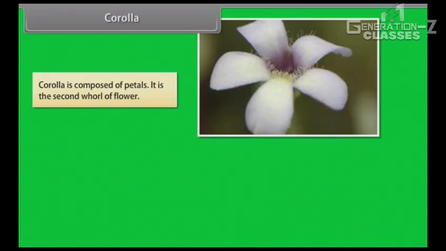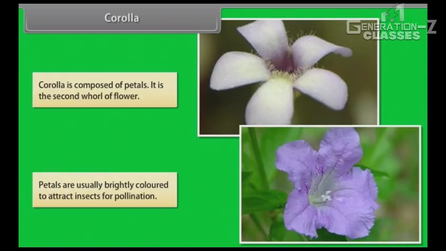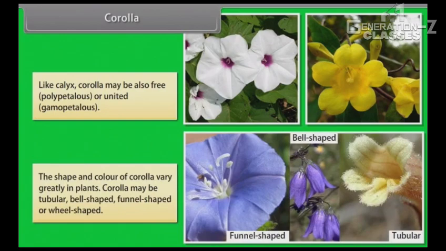Corolla. Corolla is composed of petals. It is the second whorl of flower. Petals are usually brightly colored to attract insects for pollination. Like calyx, corolla may be also free, polypetalous, or united, gamopetalous. The shape and color of corolla vary greatly in plants. Corolla may be tubular, bell-shaped, funnel-shaped or wheel-shaped.